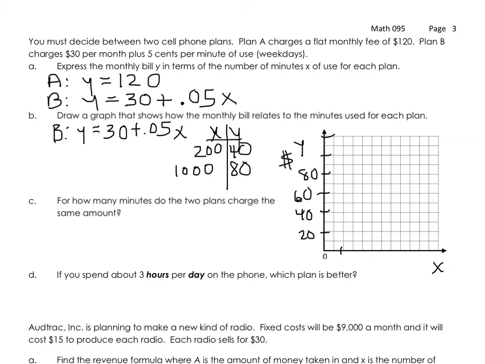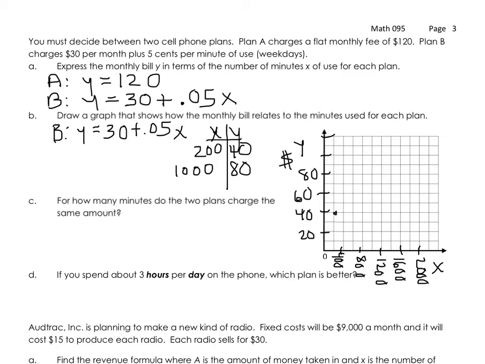So I think a scale that's appropriate for the x-axis would be, let's let every block be 200 minutes. So 200, 400, 600, 800, 1,000, 1,200, 1,400, 1,600, 1,800, 2,000. All right, so let's plot our points.